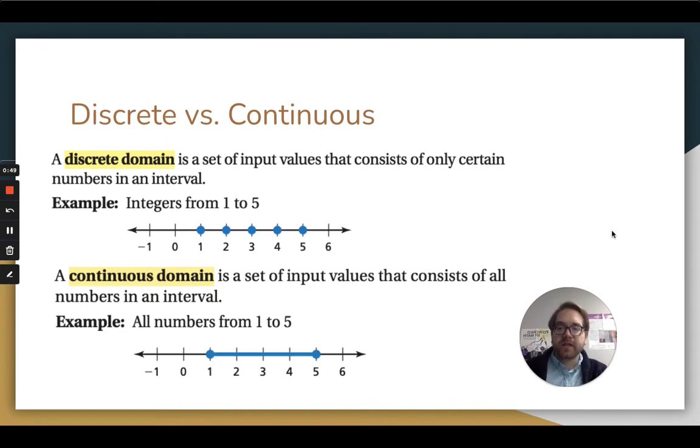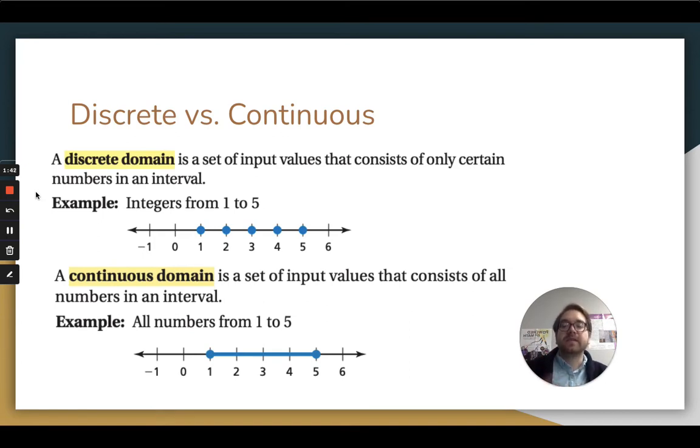If you remember, a discrete domain is a set of input values that consist of only certain numbers in an interval. So if I'm looking at the number line and just the numbers from 1 to 5, and I'm only looking at the integers there, that's 1, 2, 3, 4, and 5. Is that every number in between 1 and 5? No, because that excludes 1.1, 2.3, all of those decimal and fractional numbers in between. I'm only looking at a few numbers within that interval of 1 to 5. And so we say that's discrete because those are individual separate numbers. They're not all going together.